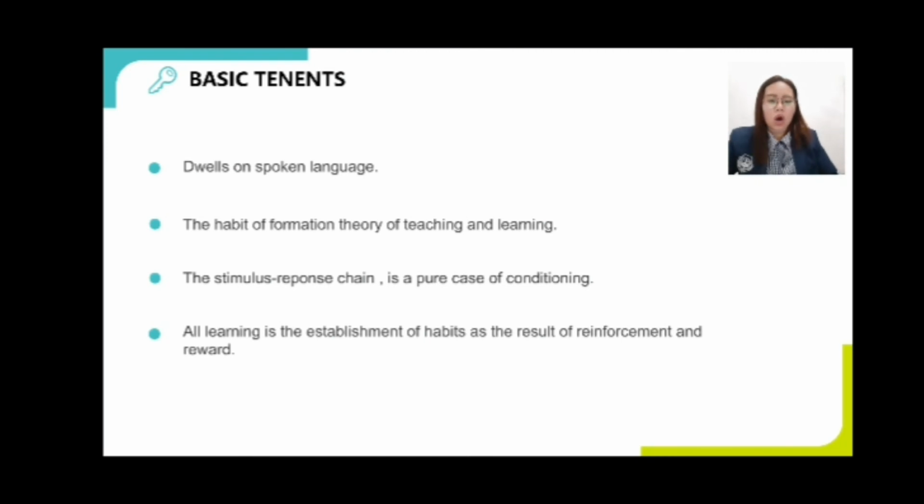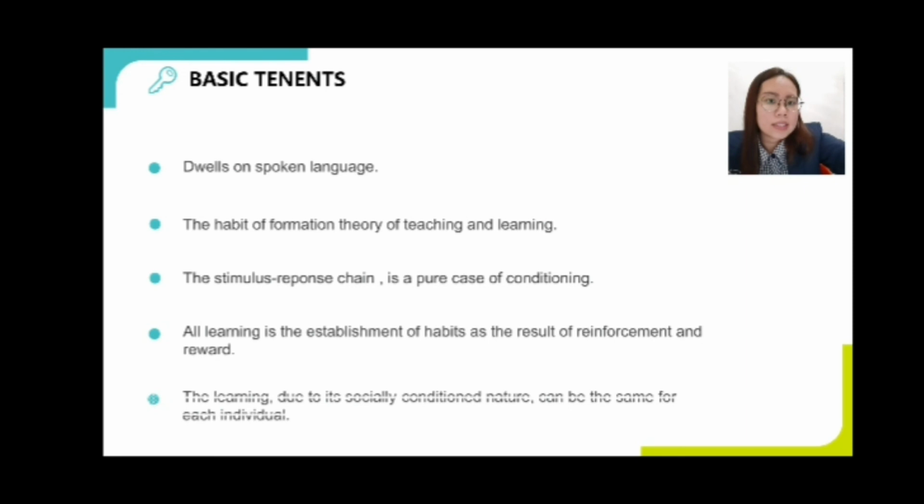Fourth, all learning is the establishment of habits as the result of reinforcement and rewards. Positive reinforcement is reward, while negative reinforcement is punishment. When responses to stimuli are consistently reinforced, then habit formation is established. It is because of this that the theory is termed habit formation by reinforcement theory.